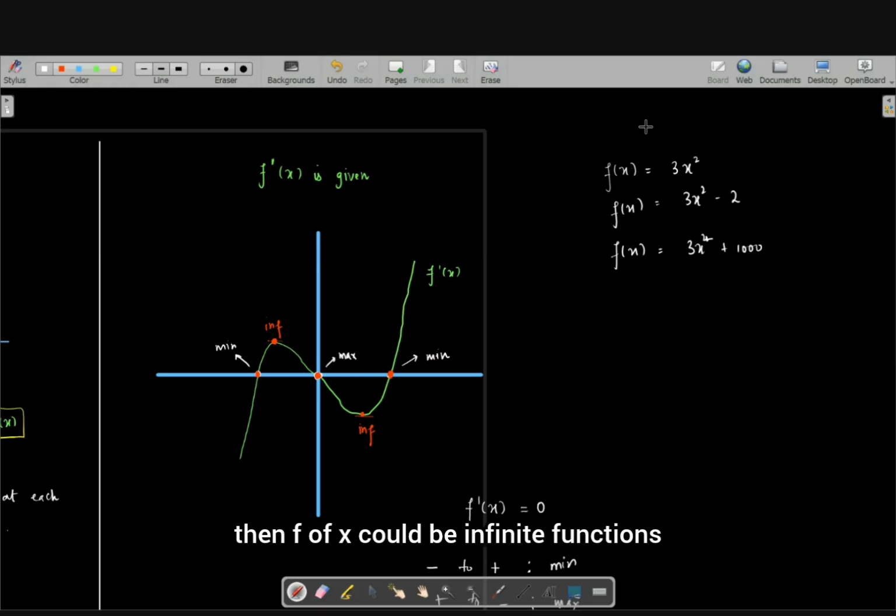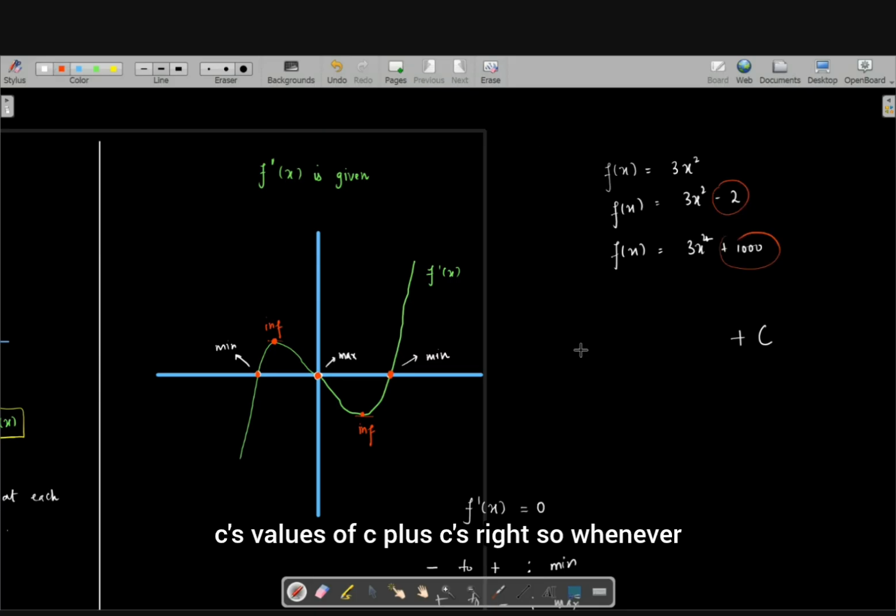So the thing with this case is, if this is the graph of f prime x, then f of x could be infinite functions. That's why we do a plus c. So these are all values of c. Whenever you have to sketch the graph of f, there will not be one correct answer. There will be infinite f. Here you can see there can be infinite functions whose derivative is the same. Its derivative is also 6x, and all of them have the same derivative.